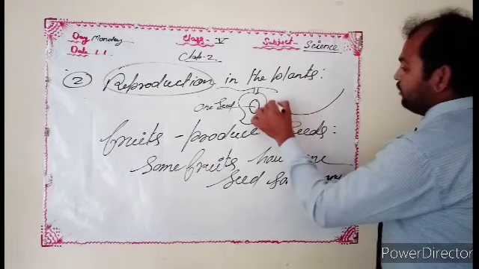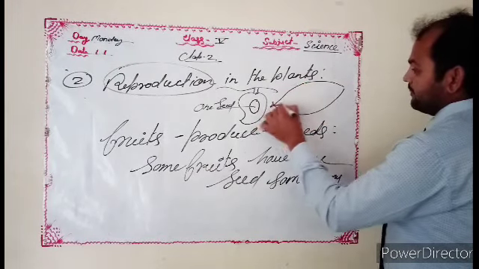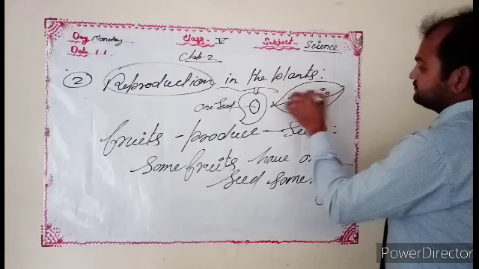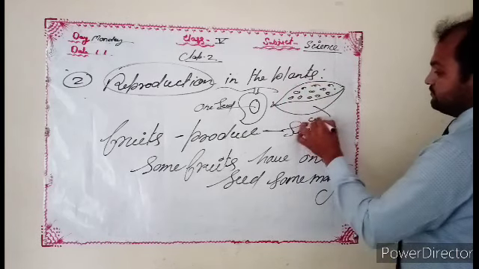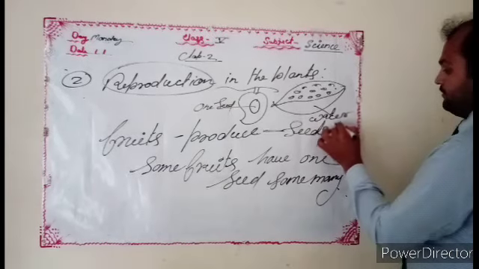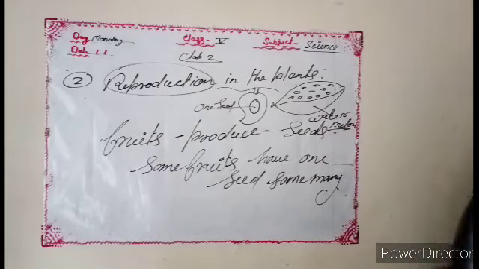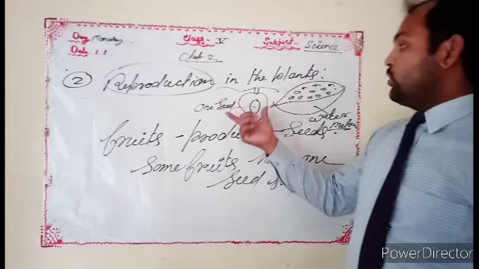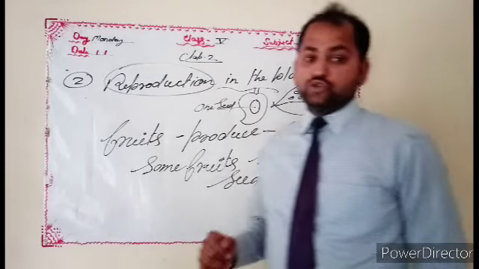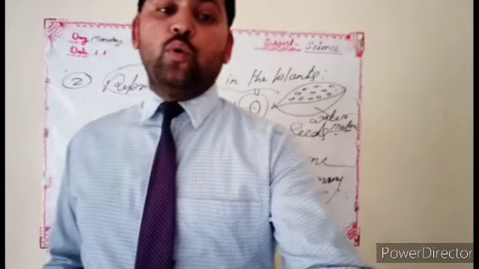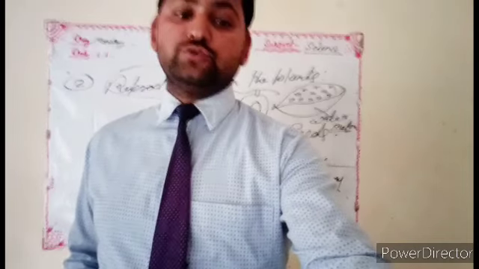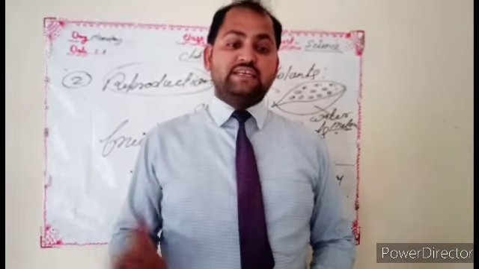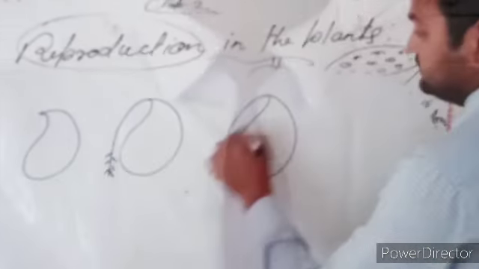Okay, so I have a watermelon. It has many black seeds. Watermelon has many seeds. So there are two types of fruits: first, one-seed fruits, and second, many-seeds fruits.